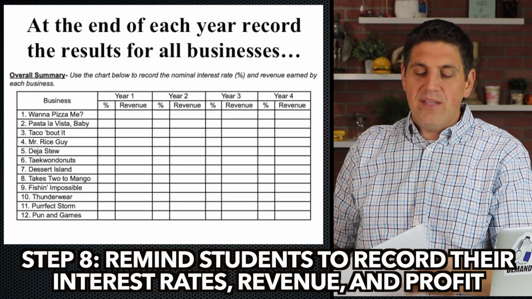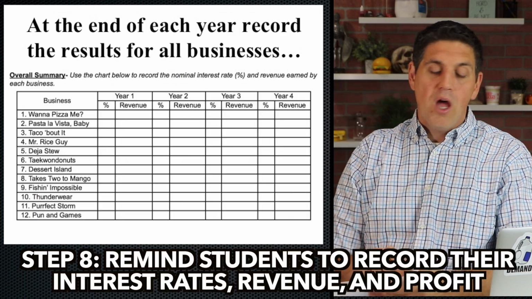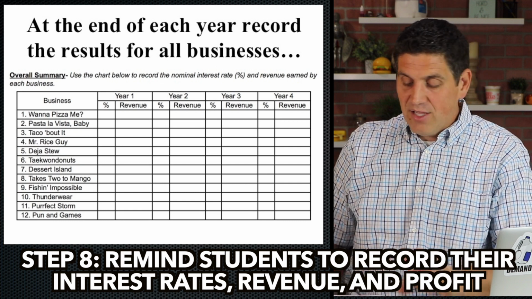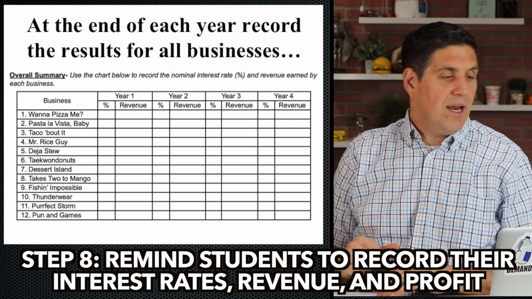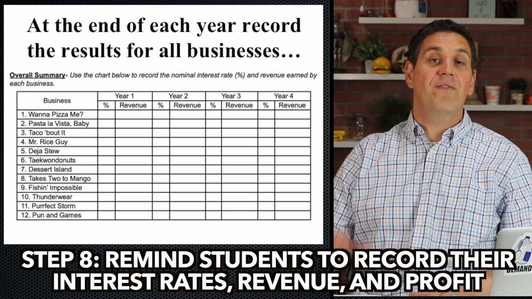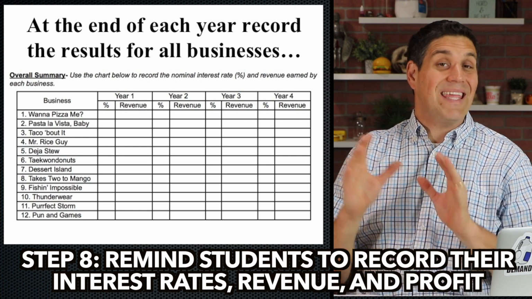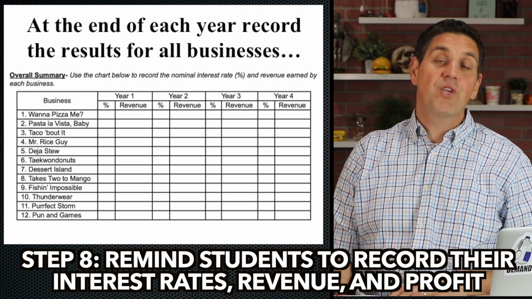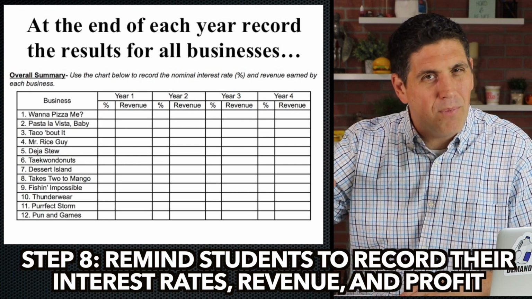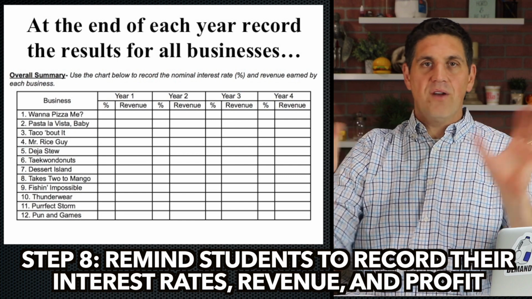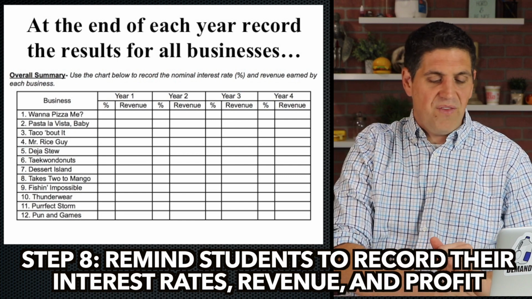Last thing I want to show you is there is a part of the worksheet where students are going to keep track of all this stuff. And so you can see right here, there's an overall summary where students have to keep track of the nominal interest rate and the total amount of revenue earned by each one of the businesses in each one of the years. And you also want to put this up on your whiteboard, by the way, so you have it all up there in front of you. You can kind of refer to it as you debrief each one of the years.